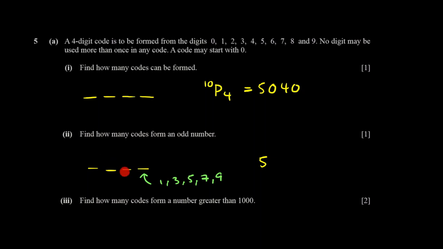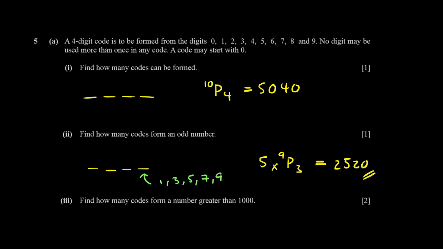Then I've got to choose the remaining 3 digits. So what have I got? I've now got 9 digits to choose from instead of 10, because I've already used 1 digit for the end. And instead of choosing 4 digits, I'm now going for 3. So this is going to be 5 times 9P3, because I am arranging 3 digits taken from 9. If I multiply that out on my calculator, 9P3 times 5, I get 2520.